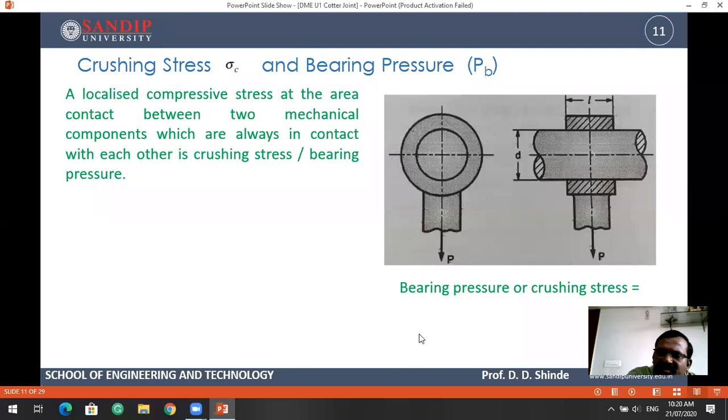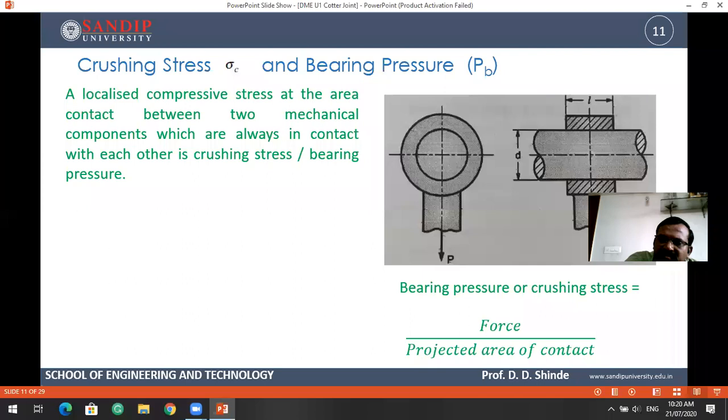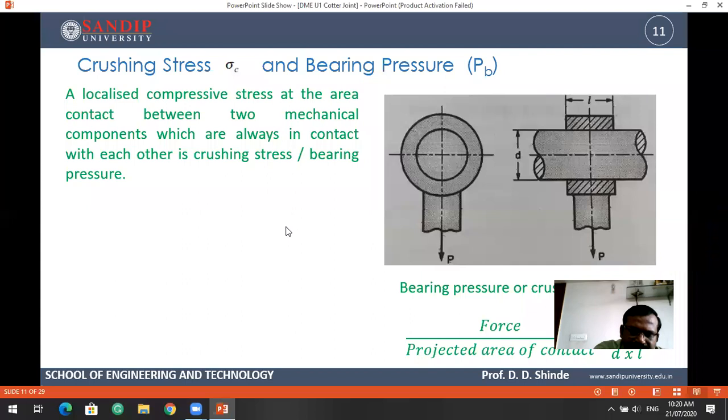So bearing pressure or crushing stress is given as force upon projected area of contact. So force is P and projected area is D into L. D is the diameter and L is this length. So the projected area means like this. We can see it as a rectangular area. So D into L will be the projected area which we are considering.